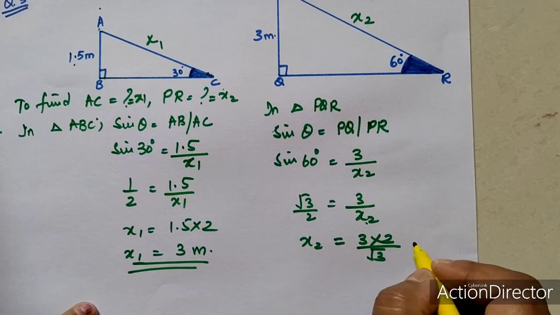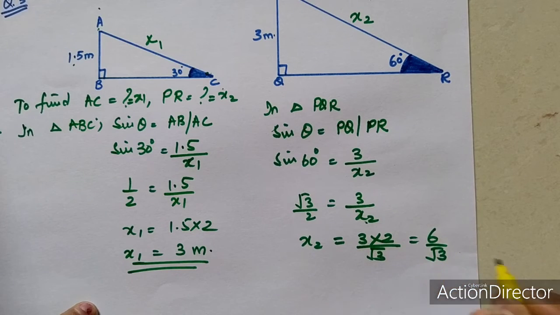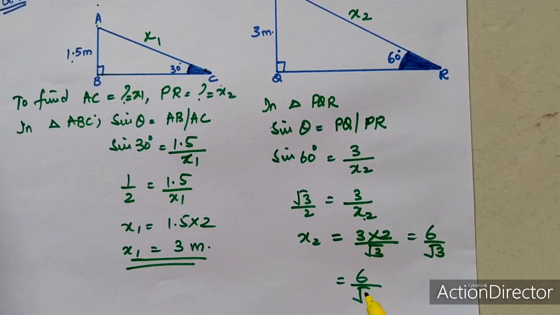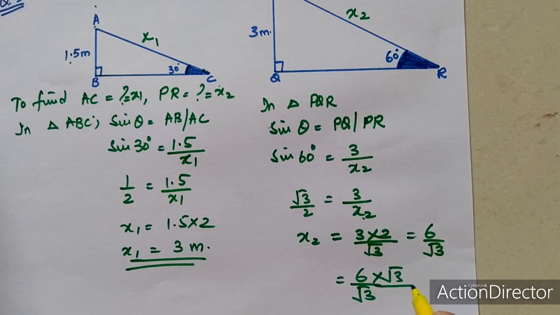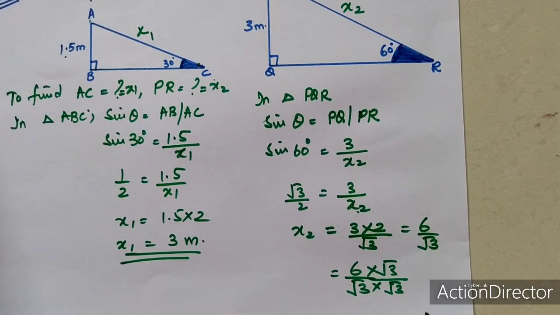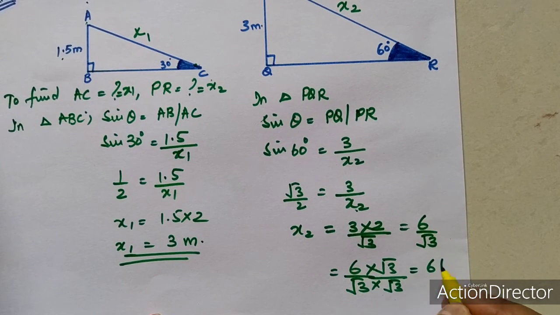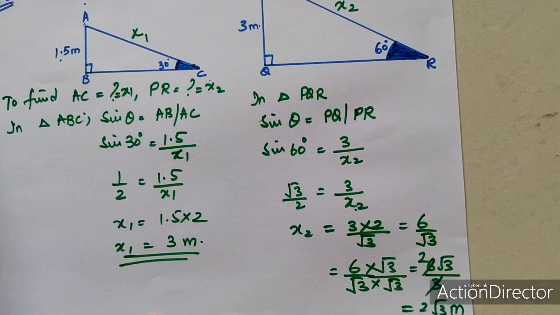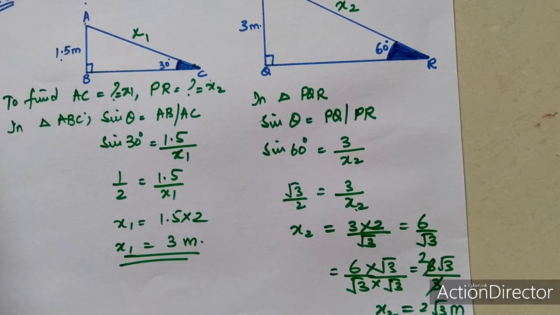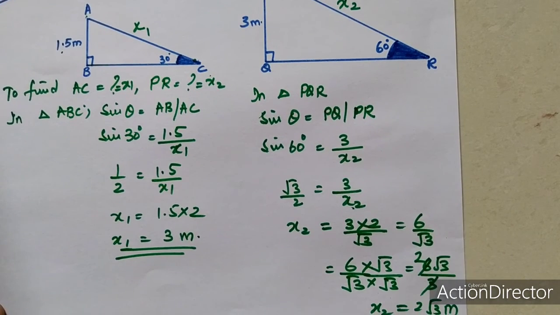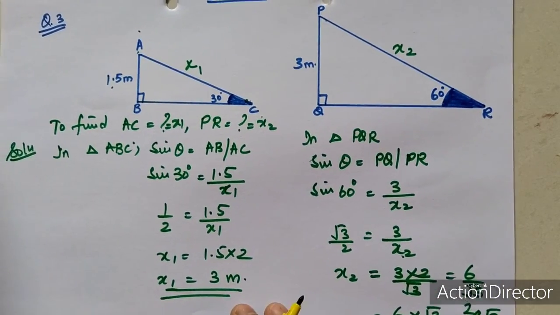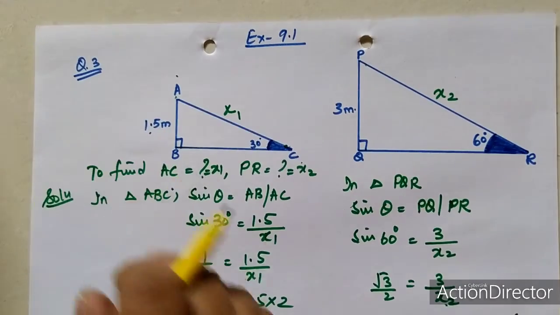like this. So it is equal to 6 upon root 3. But again root 3 is a denominator, so we need to rationalize it. So multiply root 3 in numerator and denominator. That means do the rationalization. So 6 root 3 upon 3, that is equals to 2 root 3 meter. So this is the length of other slide. 3 meter is the length of first slide and 2 root 3 is the length of second slide. So this is the solution of the question number 3 of exercise 9.1.